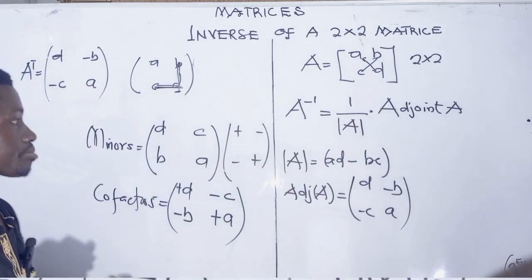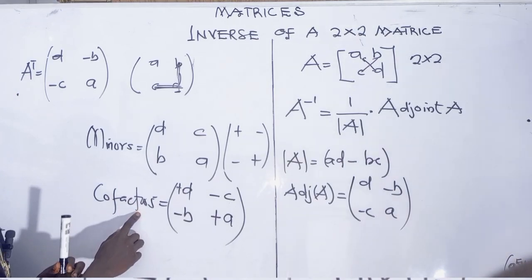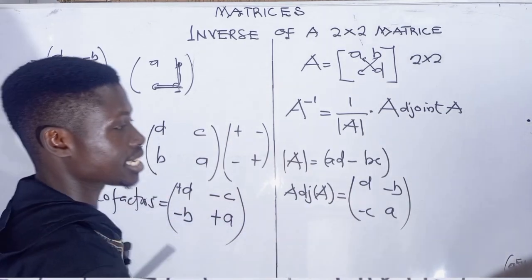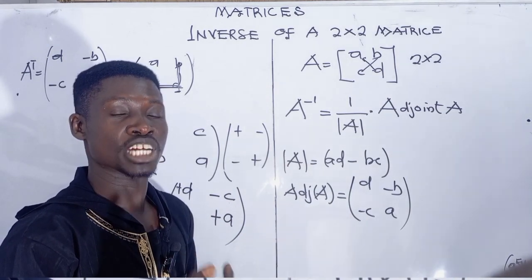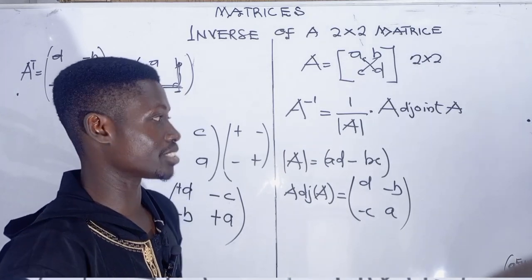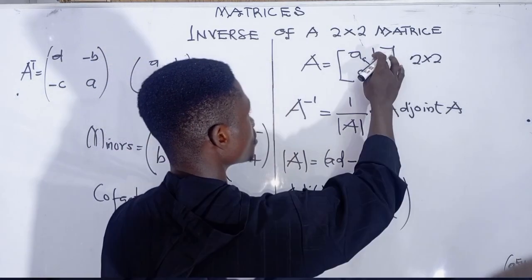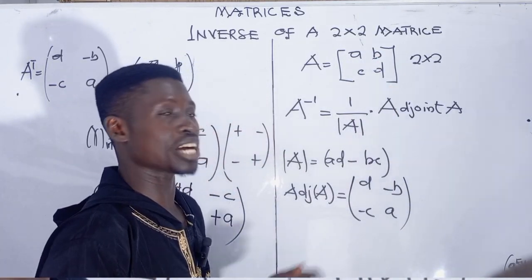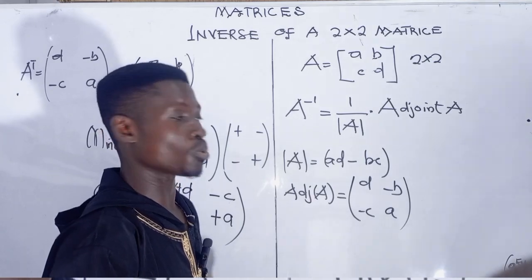First, we find the cofactor or co-matrix of the matrix. Then we find the transpose of it. It is going to give you the adjoint. Now let me give you a shortcut that can be used to find the adjoint of a 2 by 2 matrix. So we have this 2 by 2 matrix. We want to find the adjoint of A. What we are going to do is this.